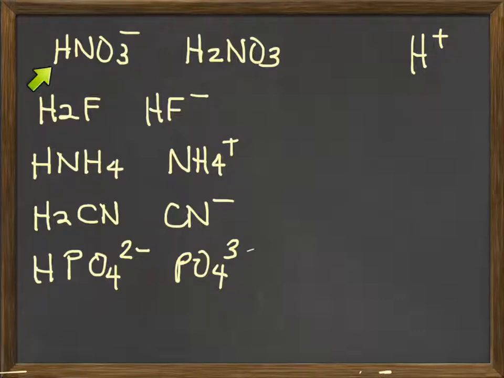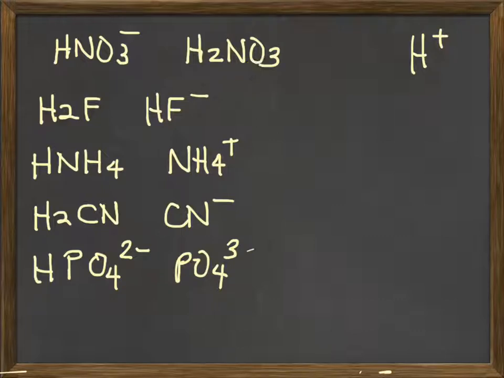The first pair, HNO3 minus and H2NO3. What I've taught you to do is to look at these and see, do they differ by one H plus? They have to differ by the number of hydrogens and the charge. If we compare the first one to the second one, the second one has an extra hydrogen, and it also is +1 compared to this. So if we took this HNO3 minus and added H plus, we would get H2NO3. Do you see that?